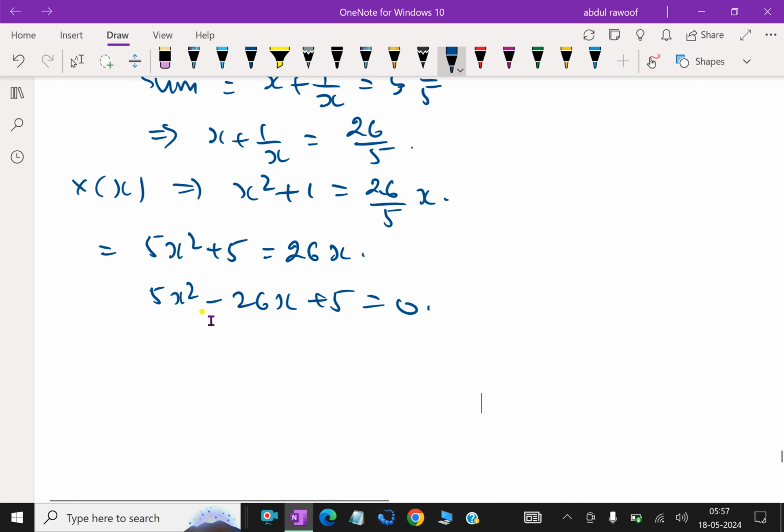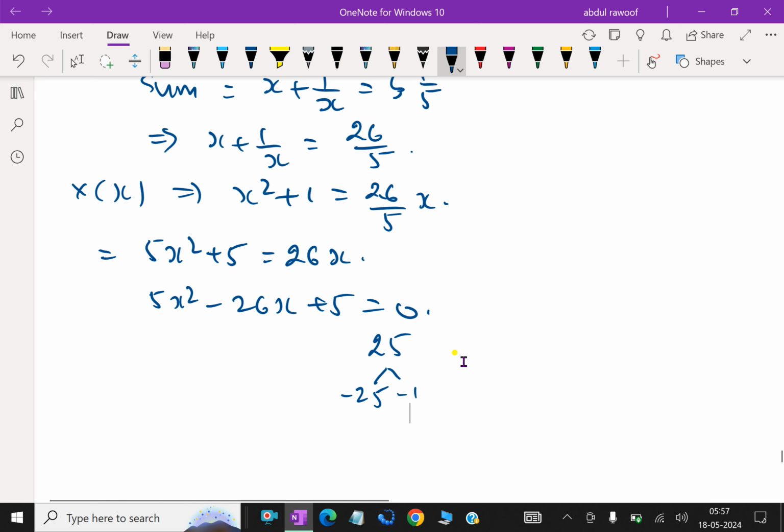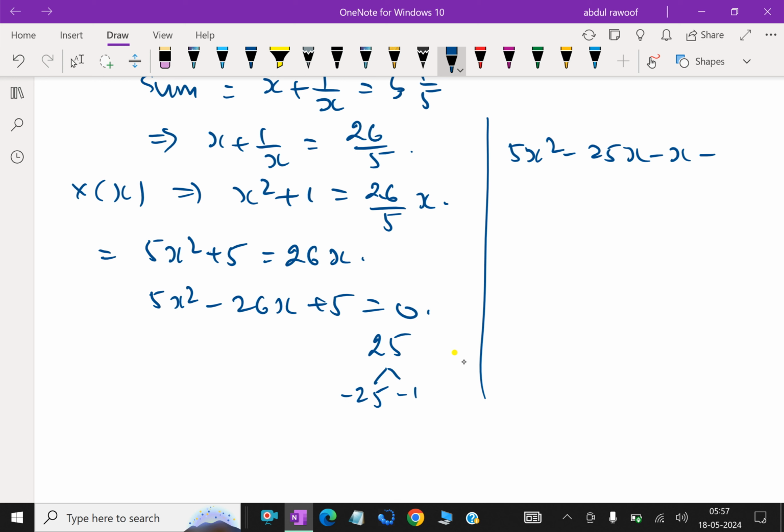It's a quadratic. Now look here. 5 into 5 is 25. It is split as minus 25 and minus 1. 25 into minus 1 is 25, and the addition is minus 26. So we have 5x squared minus 25x minus x plus 5 equal to 0.